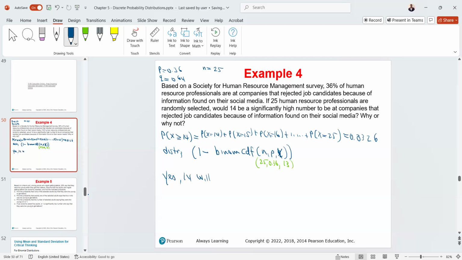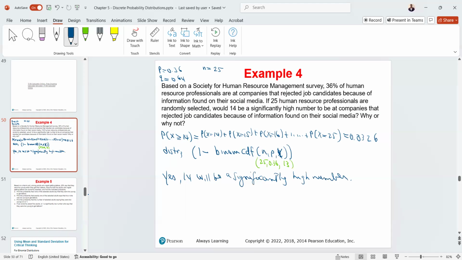I don't need to write everything. You understand it? Please go slower on this and you can write it. Yes, 14 would be a significantly high number. The probability of 14 or more is 0.0326, which is lower than 5%, right? All right.